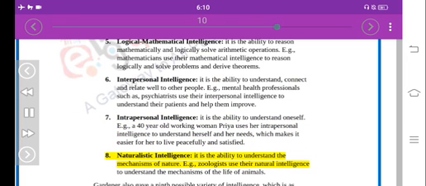8. Naturalistic intelligence. It is the ability to understand the mechanisms of nature. E.g., zoologists use their natural intelligence to understand the mechanisms of the life of animals.